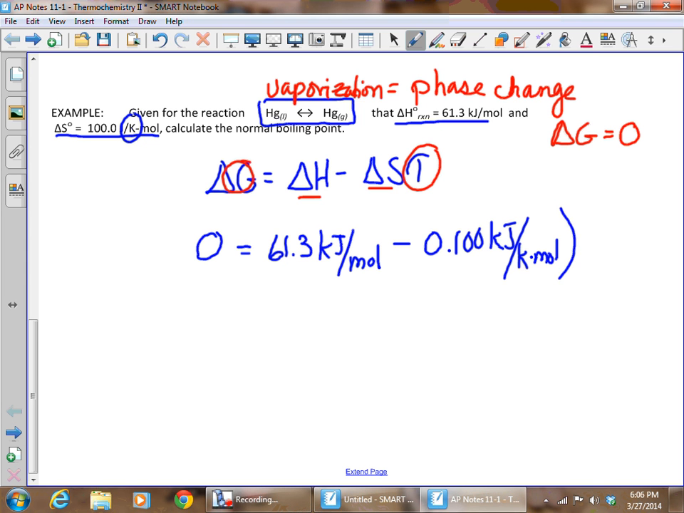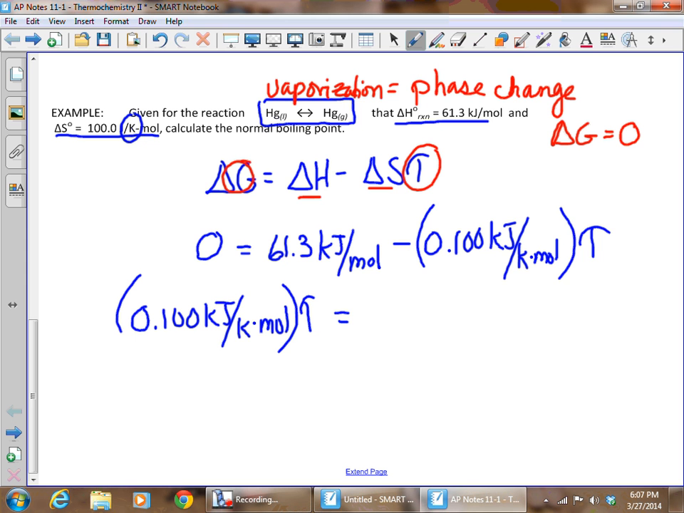And we're trying to find T. Now, I always like for my variables to be positive, so I'm going to take that subtracted term and add it to the other side. So I'm going to end up with 0.100 kilojoules per Kelvin mole times the temperature is equal to 61.3 kilojoules per mole. And when we solve this, we simply divide both sides by 0.100 kilojoules per Kelvin mole.